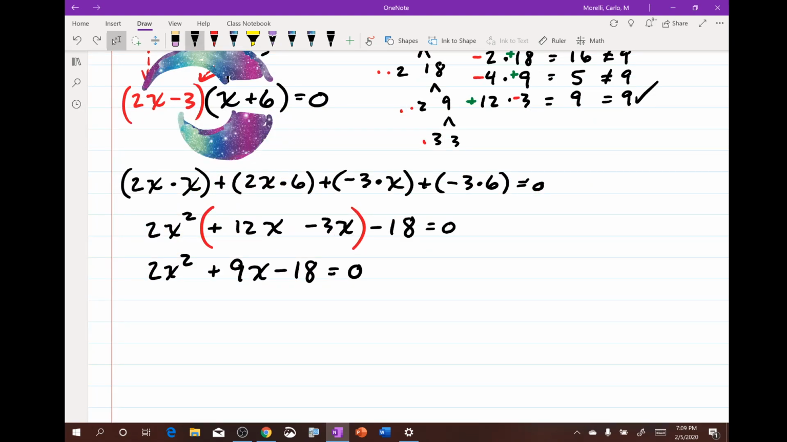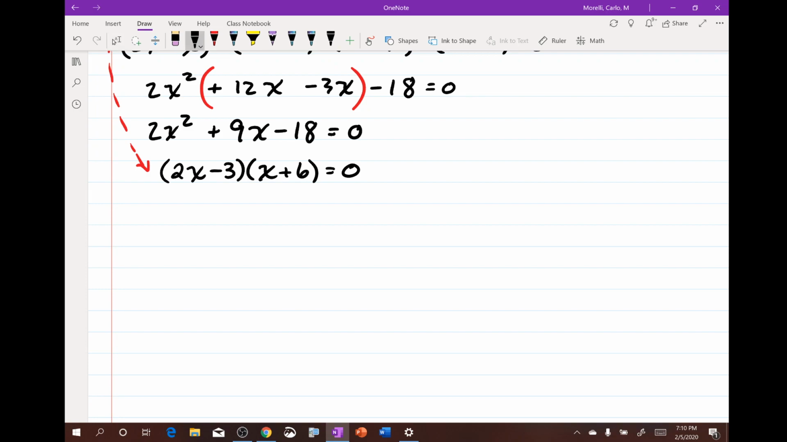Okay? So now that you know you did it right, we are going to take these two factors right here, and we're going to solve this. So I'm going to bring these guys down here. My two factors were 2x minus 3 times x plus 6 equals 0. Now what you want to do is set each of these factors equal to 0. 2x minus 3 equals 0. And x plus 6 equals 0. And you want to solve them for the variable x.